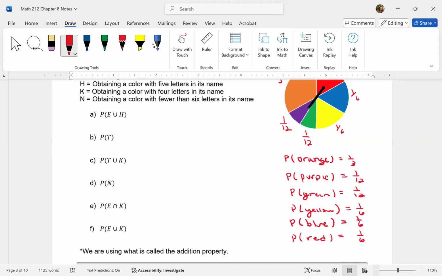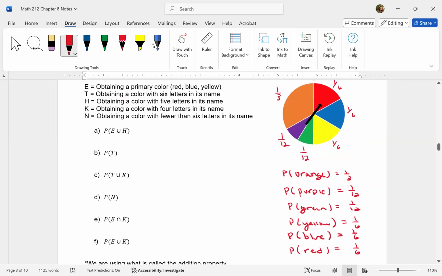Let me just zoom out a smidge so I can fit it all onto the screen. Okay, obtaining a primary color, which is either red, blue, or yellow. Obtaining a color with 6 letters in the name, obtaining a color with 5 letters, 4 letters, or fewer than 6.